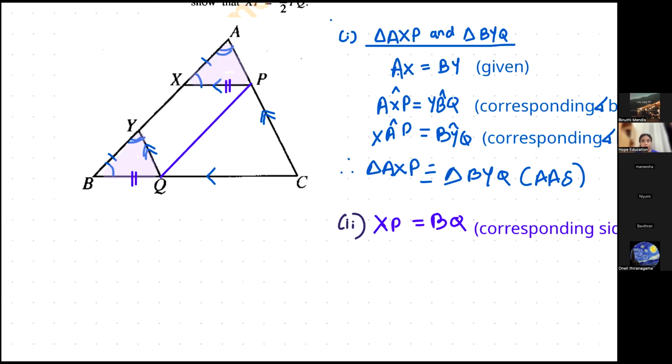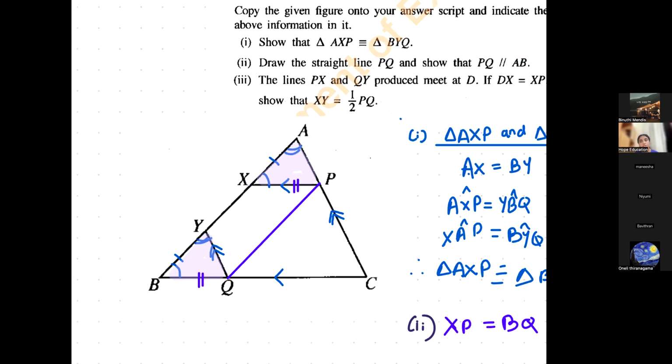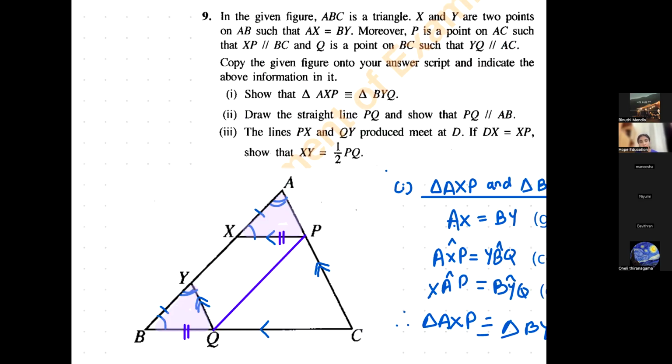And then Tavisha, we are doing the 9th question. The geometry question, we are discussing it now. In that question, we are doing the Roman number 2. Okay.